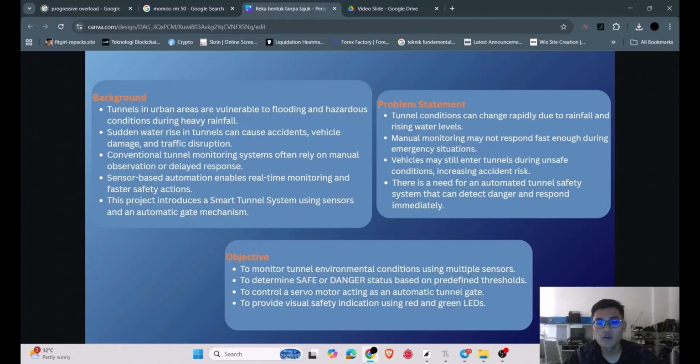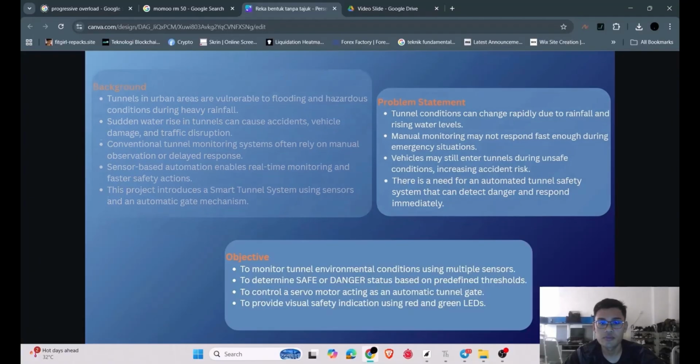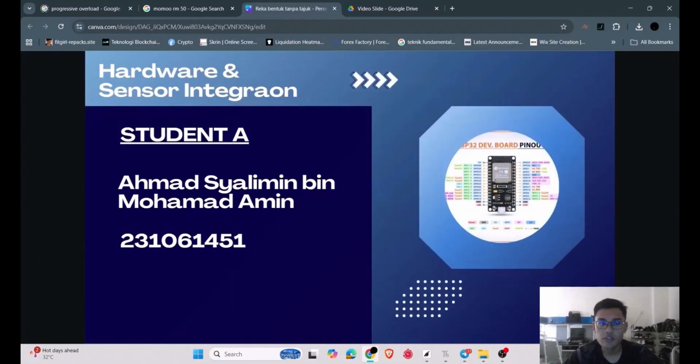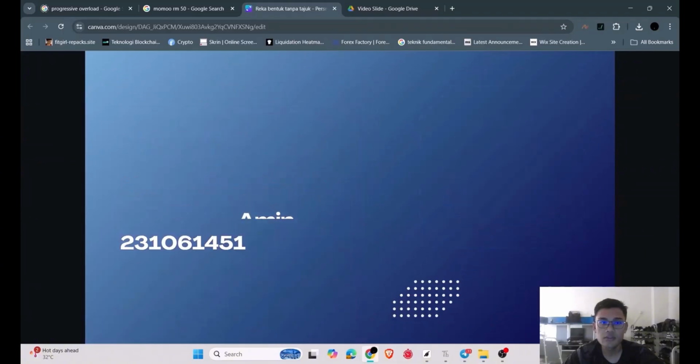So the objective of our project is to monitor tunnel environmental conditions using multiple sensors, to determine safe or dangerous situations based on a predefined threshold, and to control a servo motor acting as an automatic tunnel gate, which is for the hardware and sensor integration.